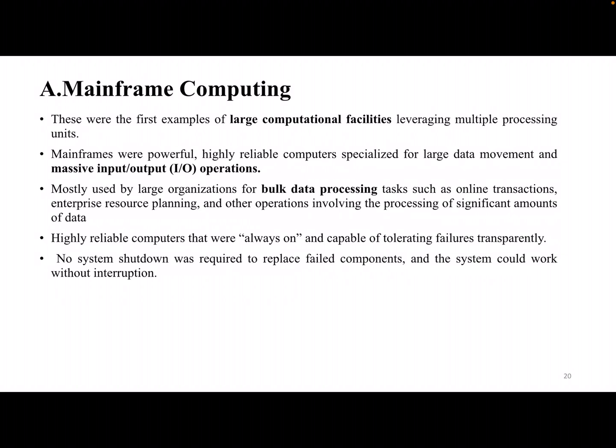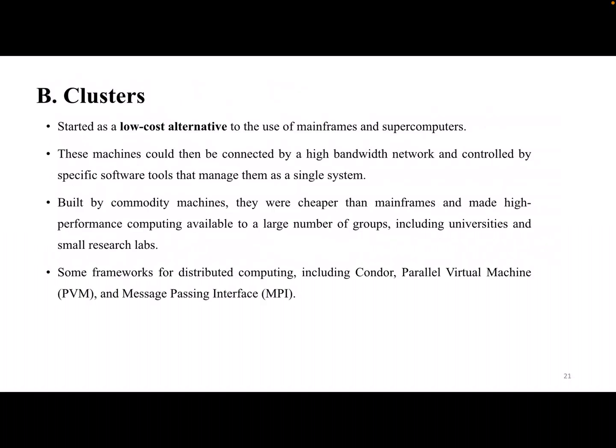And if you want me to tell the real world examples, that would be IBM Cloud, AWS Mainframe, and Google Cloud Mainframe. Next, let us see cluster computing.